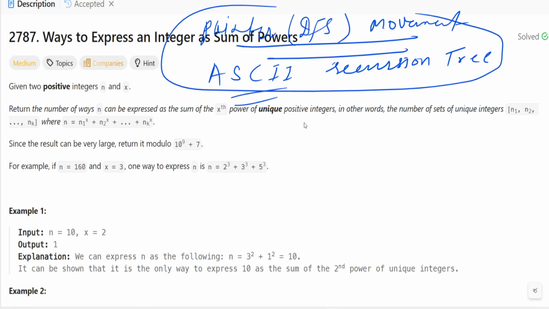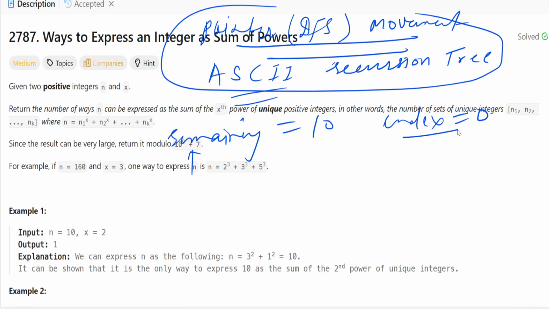If we apply this approach, we use recursion over the index, which is the index of the power array that we have seen, and the remaining sum. So we will do the recursion over the index and the remaining sum. Let's suppose the remaining is 10 and the index is 0. We start with remaining at 10 and index at 0.